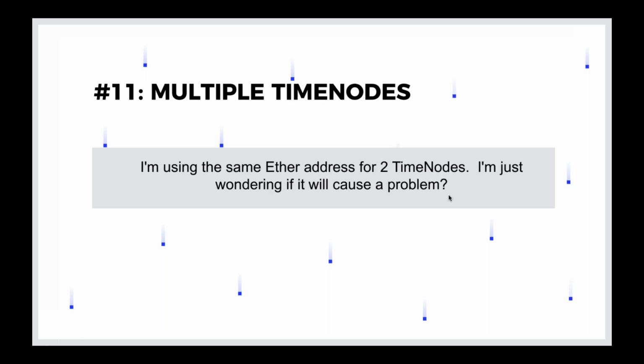So, okay, let's go to the 11th question we have. I'm using the same ether address for 2 time nodes. I'm wondering if this will cause a problem. Daniel, you want to take this one on? Yep. So we do not advise running 2 time nodes on the same ether address, because in the Ethereum blockchain you have the concept of nonces. Each transaction you send has its index, like 1, 2, 3, 4. And if you are running 2 applications that use the same wallet, which means you are running 2 time nodes, they might not properly communicate.